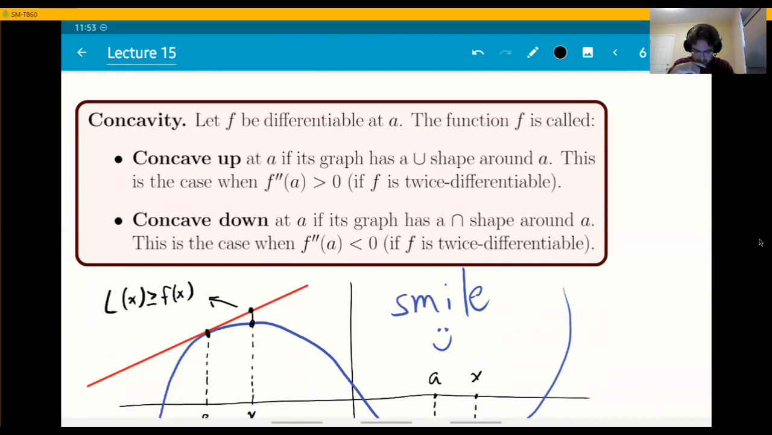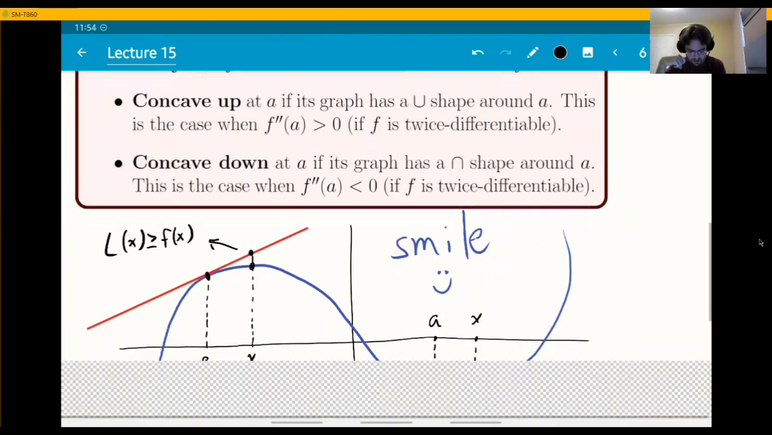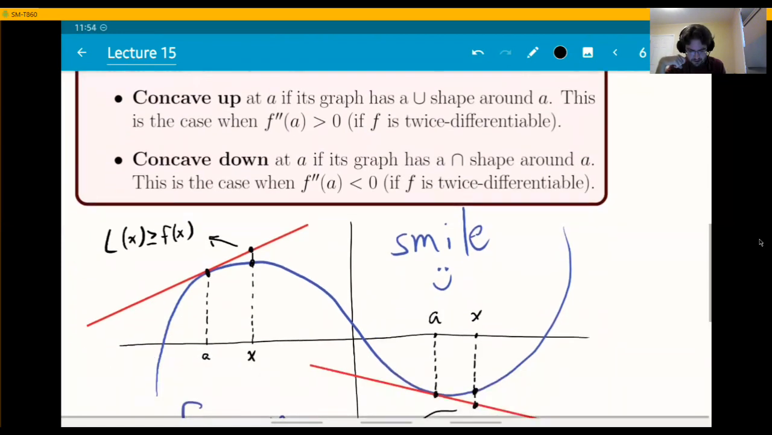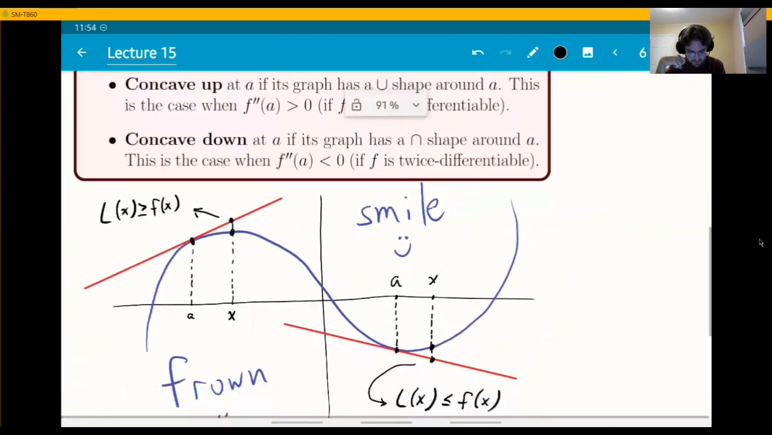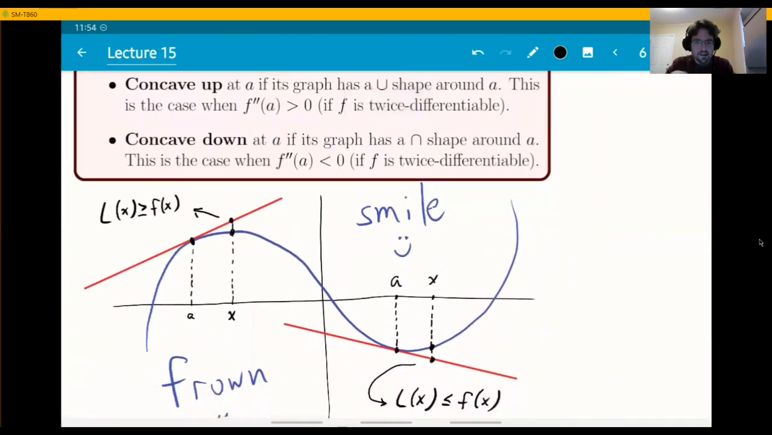And then concave down if it has an upside down U shape around A. Usually you want to think of them as smile and frown. So let me show you the picture before we discuss the connection to the second derivative. You see that this is just one function and two possible A locations. Around the first one right here, the graph is a frown. It's an upside down U. So the function is concave down at this point A.